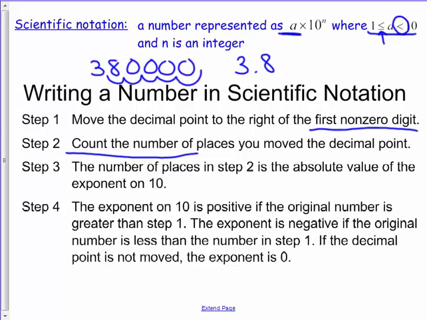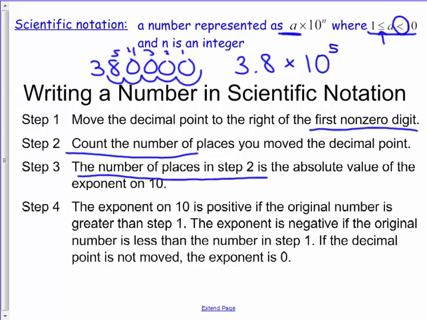How many places did I move it? I moved it 1, 2, 3, 4, 5. So when I count my n, the number of places I moved it is 5. Not 6, but 5. So I moved it 5 places here. So my n is going to be 5.